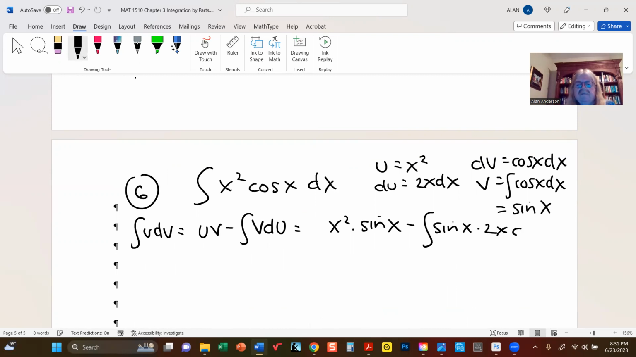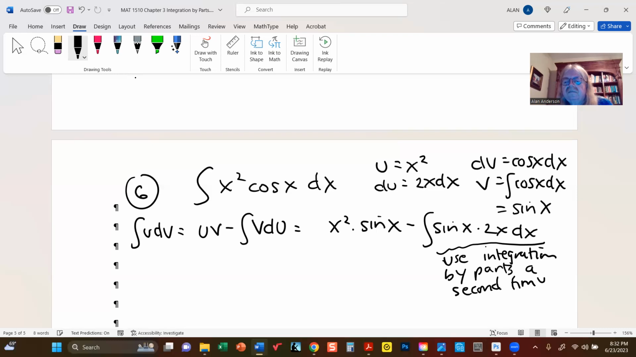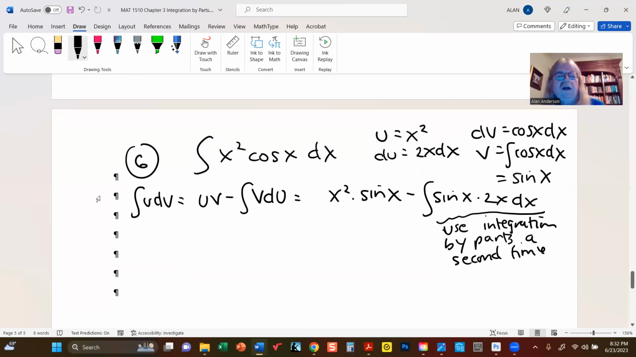Oh no, what do we do now? Well, you know what? It appears, I've been dreading this a lot. We're going to have to use integration by parts a second time. Oh, no, that's just not right. Okay, let's do this.